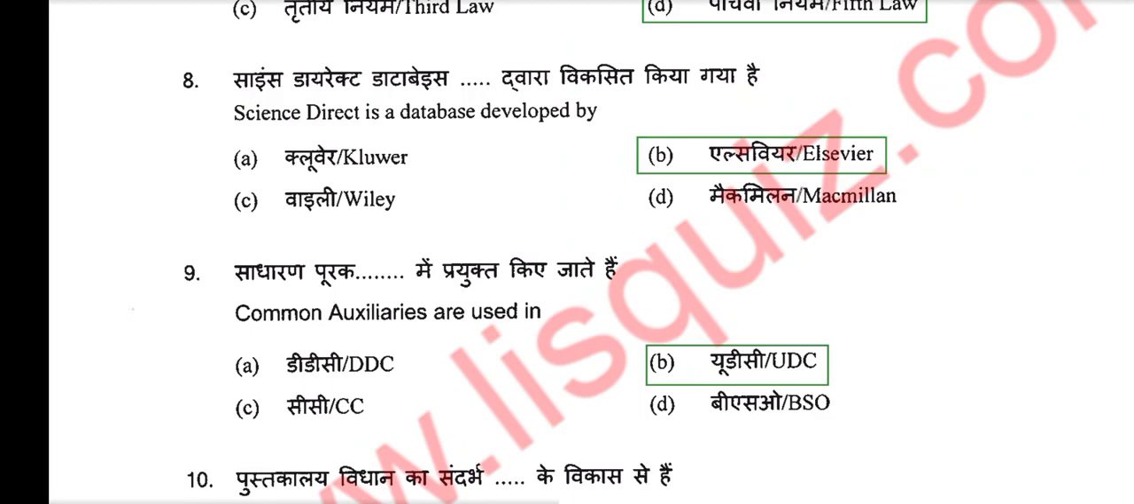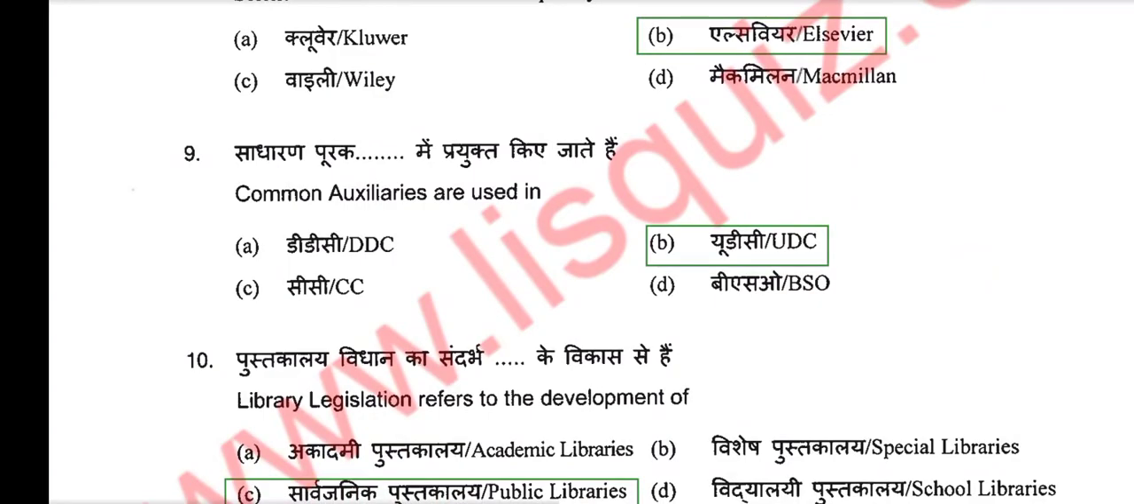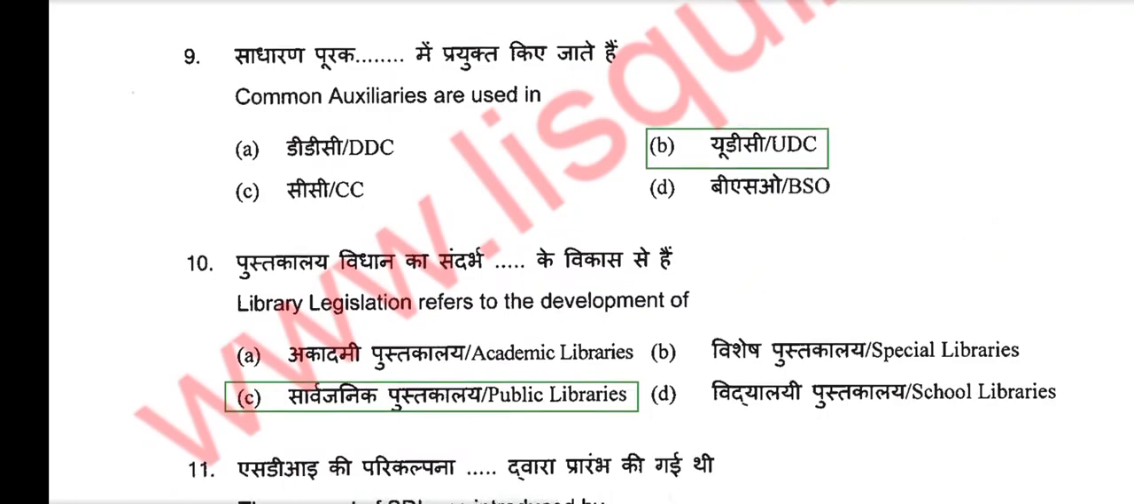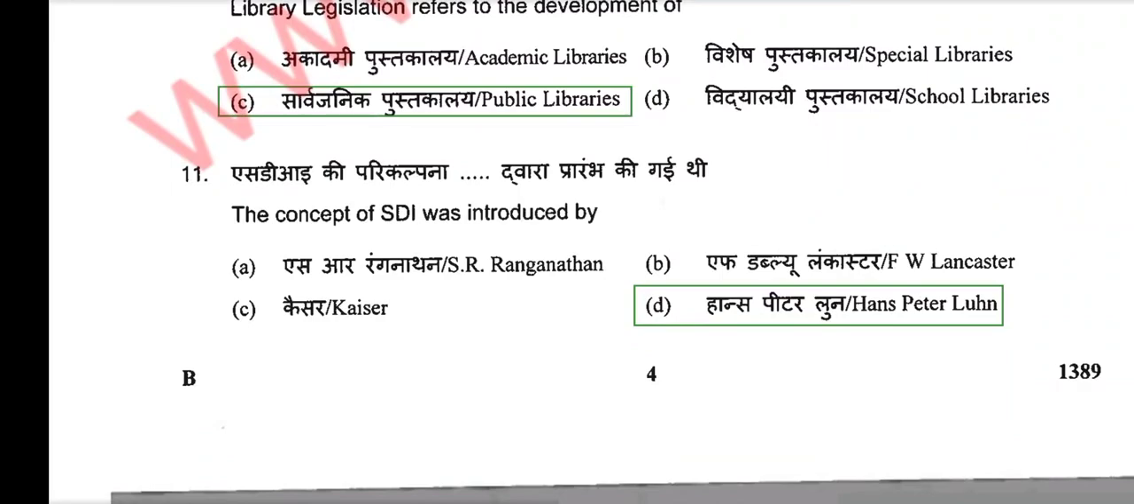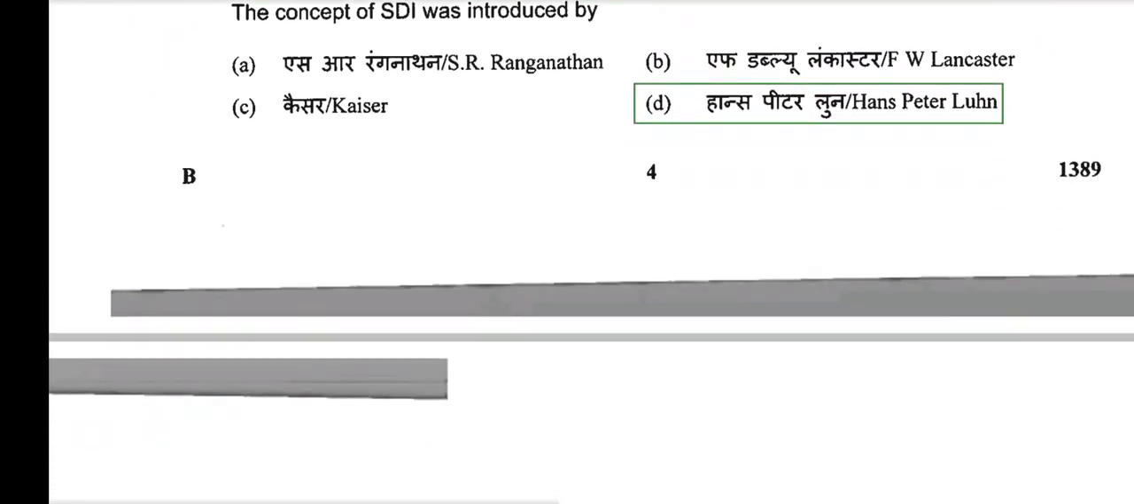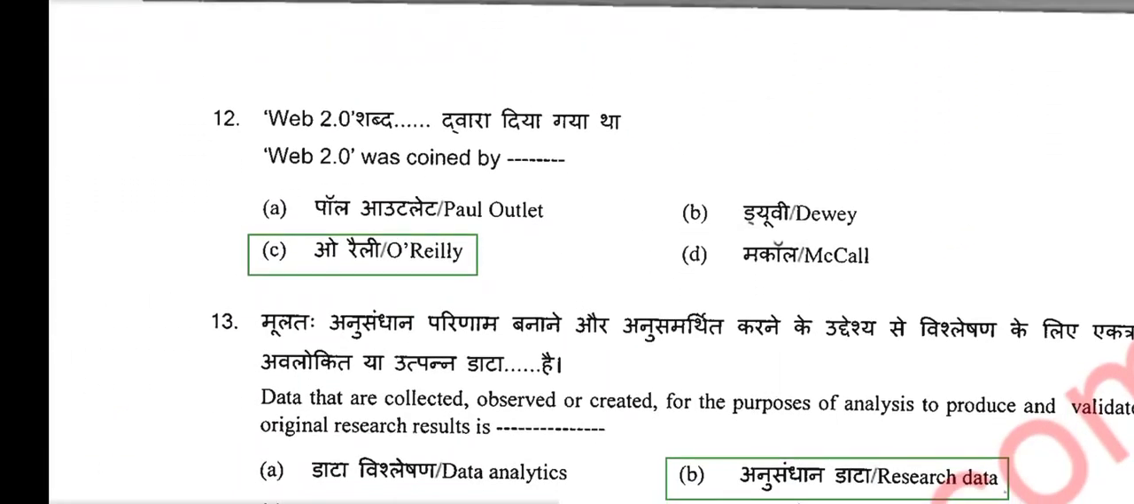Let's go to eighth question, that is Science Direct is a database developed by Elsevier. Good. Question number 9, common auxiliaries are used in, and the correct option is B, UDC. 10th, library legislation refer to the development of public libraries. Option C, the concept of SDI was introduced by Hans Peter Luhn. Option D. Let's move to the next question, that is 12, Web 2.0 was coined by O'Reilly.